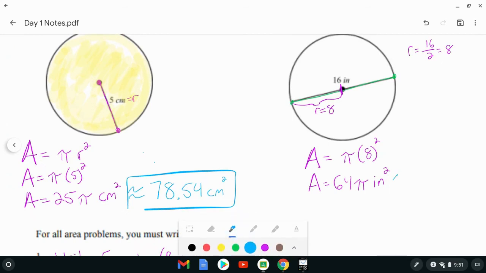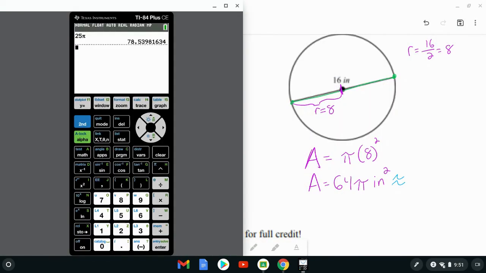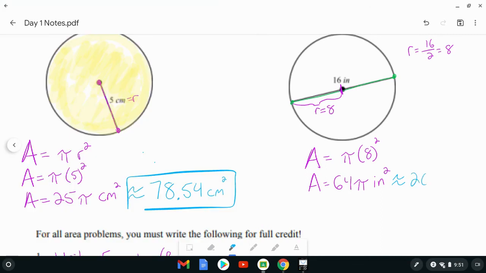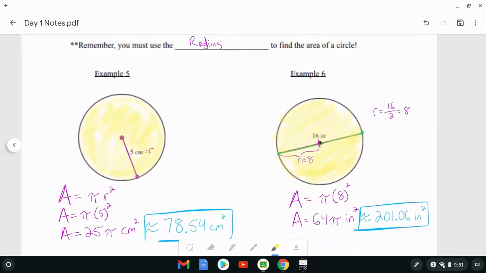But we always want to try to find that approximation value if we can. We're going to go ahead and type this in. 64 second caret pi. Type that in, you get 201.06. In this case, we're still in inches squared. So the total shaded region here, again, is 201.06 inches squared. And that's how you find the area of a circle.